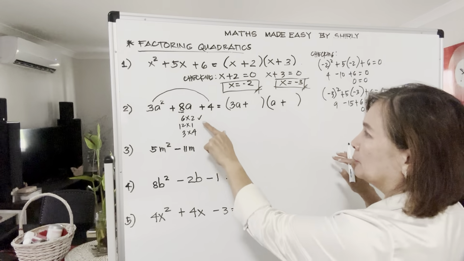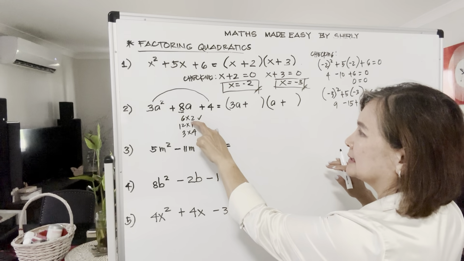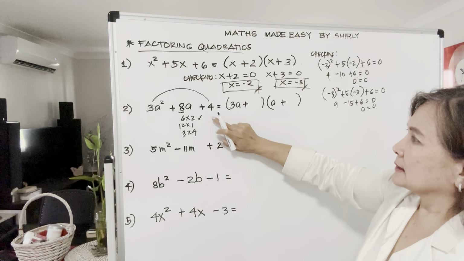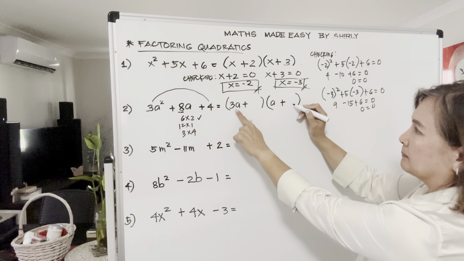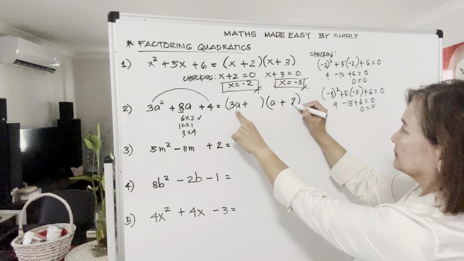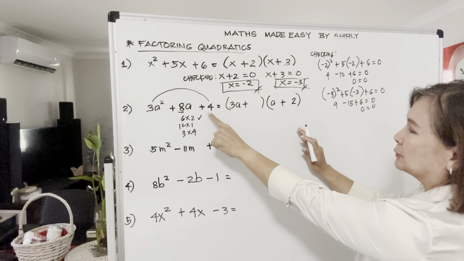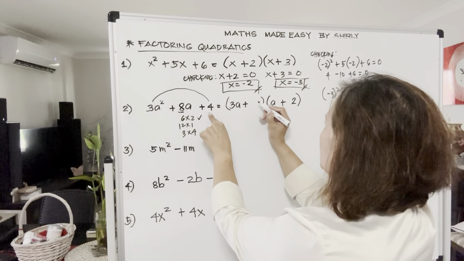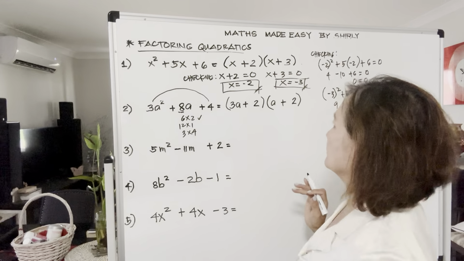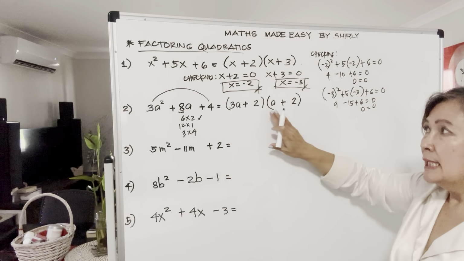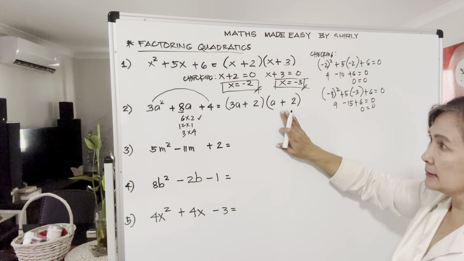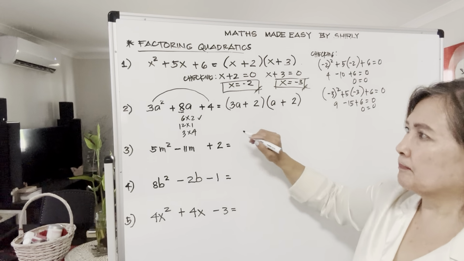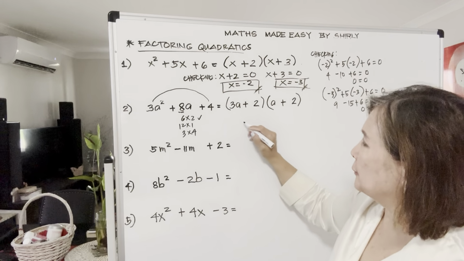Next, we will apply 6 and 2. To get 6, I will multiply 3 by 2. But to get 4, I need to multiply 2 by 2. Okay. Therefore, these are the factors of this given trinomial, 3a squared plus 8a plus 4.